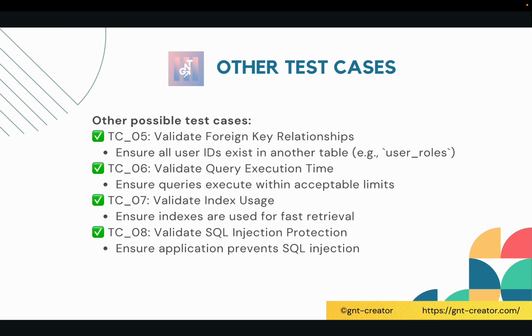We have covered some basic validation scenarios in previous test cases, but let me give you an idea of other possible test cases for SQL. For example, test case number 5, validate foreign key relationships. This test case ensures all user IDs exist in another table, for example, user roles. Test case number 6, validate query execution time. It ensures queries execute within acceptable limits. This is a performance testing example. Test case number 7, validate index usage. Ensure indexes are used for fast retrieval. Test case number 8, validate SQL injection protection. Ensure application prevents SQL injection. This is a security testing example.